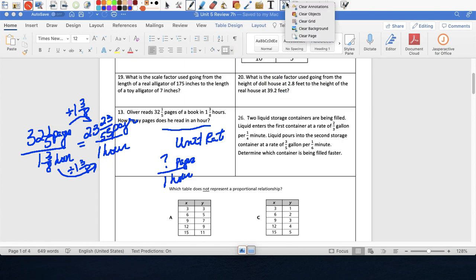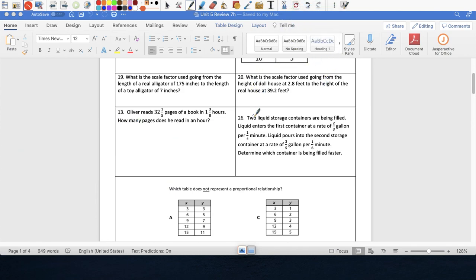All right, second one, which one is being filled faster? Okay, so we have to get their unit rates and compare. So let's call this A, and let's call this B. The A one is 2/3 of a gallon in 1/4 of a minute. And the second one is 3/5 of a gallon in 1/6 of a minute, not a full minute.